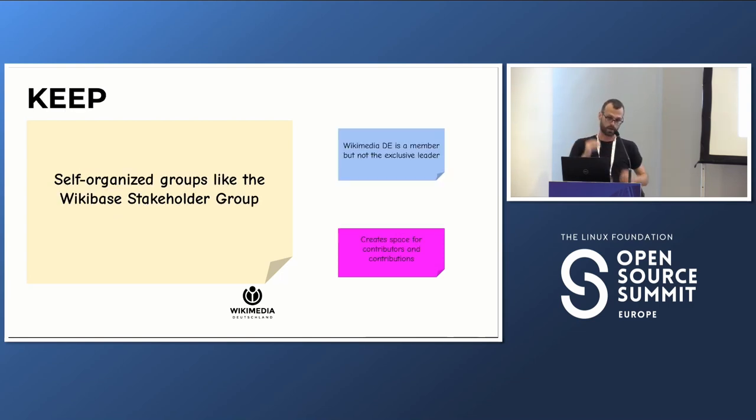One thing I would like to give a shout out to my colleagues at Wikimedia Germany for is supporting and helping build up those self-organized groups that use the software or try to build the software. I give the example of the Wikibase Stakeholder Group. They are very good because Wikimedia Germany is a member there, but we are not the exclusive leader. This goes towards what I was saying on the previous slide. There are multiple parties who have an interest in the software, and they have an idea they can articulate of what they want the software to do, and that could lead to a more meaningful space for contributors. So this is a step towards improving what we are missing, and I think we should continue doing it.